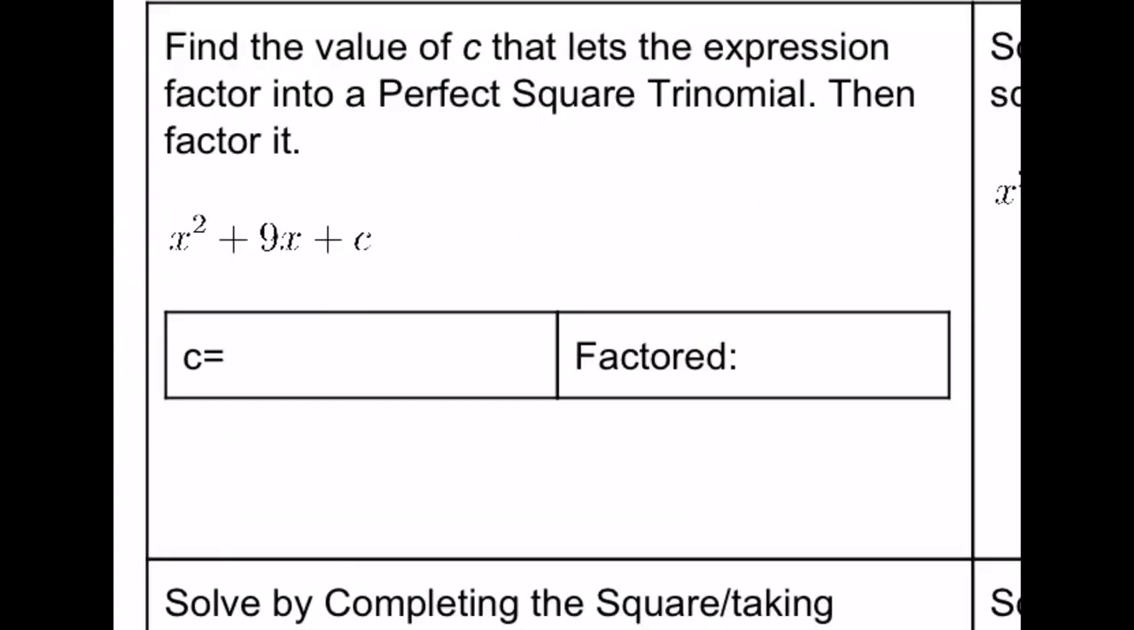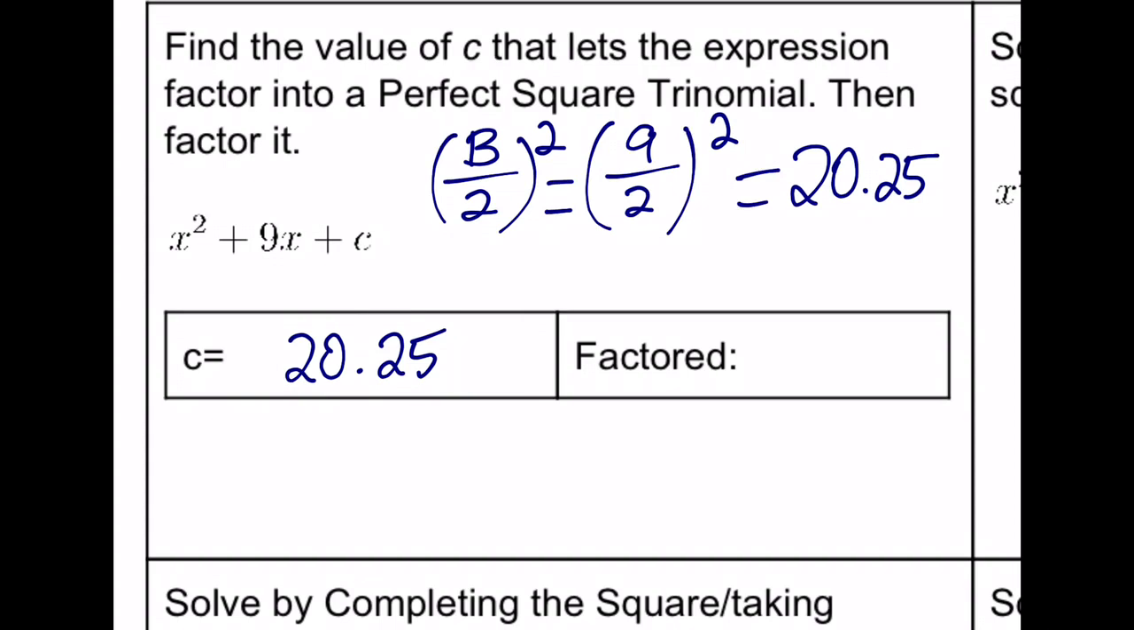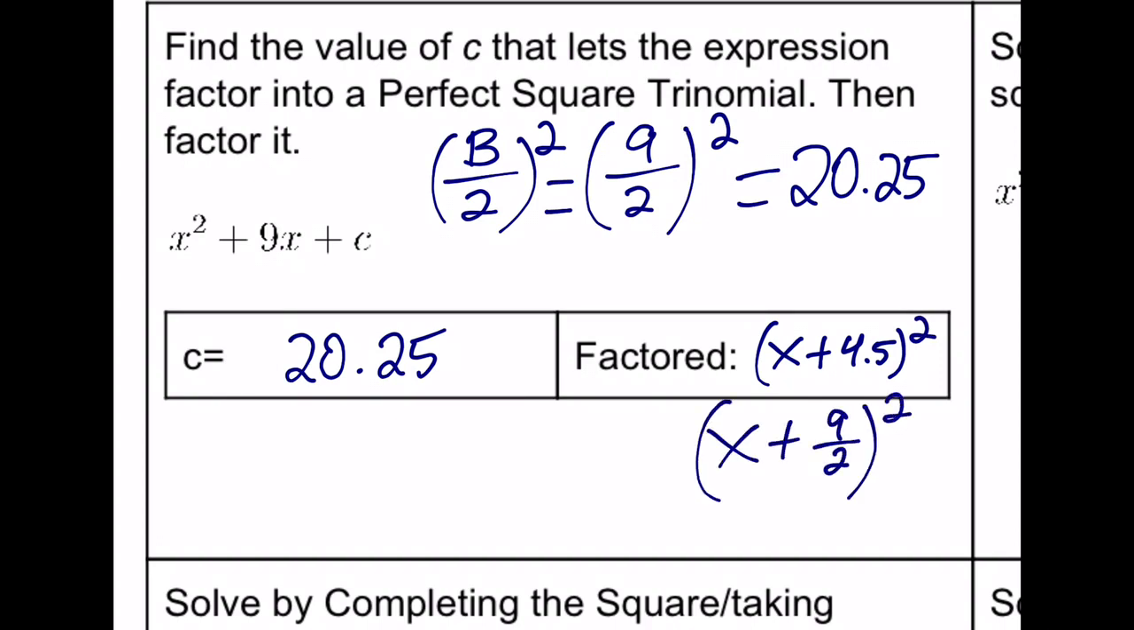Things get a little trickier for the 4 section because if I try to take b over 2 squared, notice it's no longer an even number because it's 9 over 2 squared. So what is 4.5 squared? With a little bit of calculator work, you can determine 4.5 squared is 20.25. And the factored form is x plus 4.5 squared. I also would have accepted x plus 9 over 2 squared.